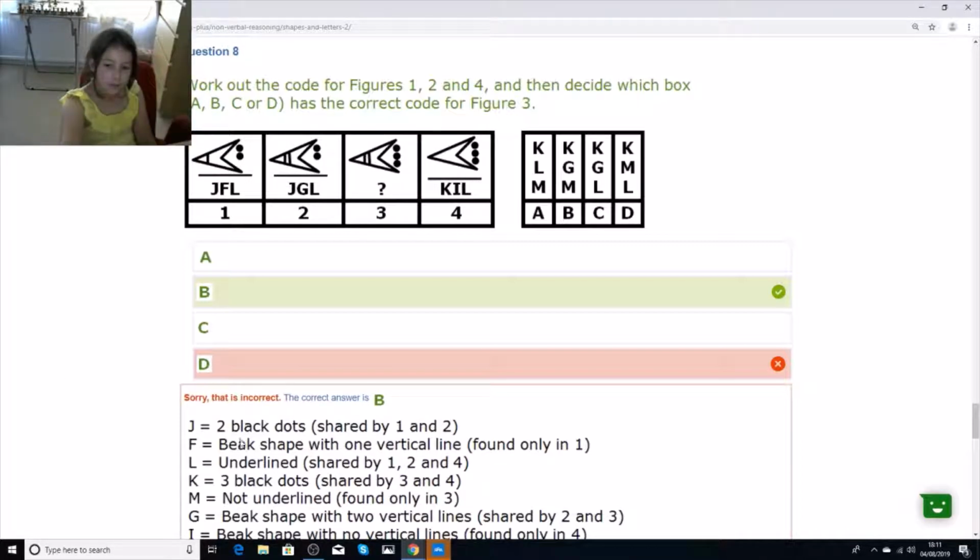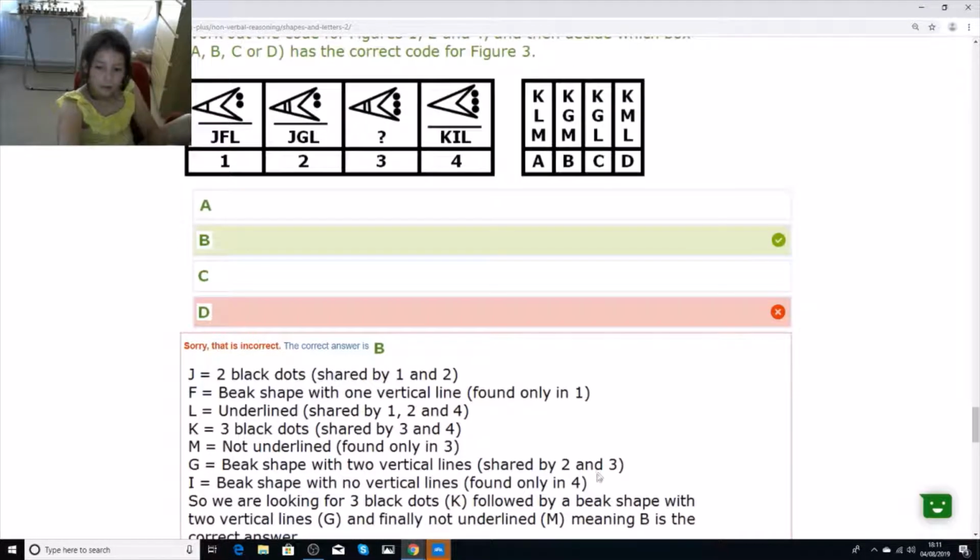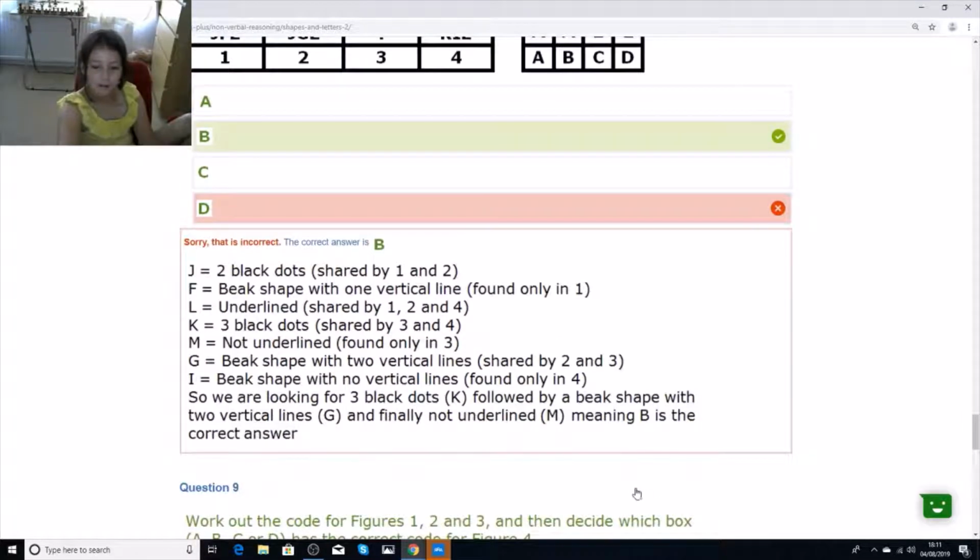So L equals underline, shared by 1, 2, and 4. K equals 3 black dots, shared by 3 and 4. M equals not underlined, found only in 3. G equals beak shape with 2 vertical lines, shared by 2 and 3. I equals beak shape with no vertical lines, found only in 4. So we are looking for 3 black dots, K, followed by a beak shape with 2 vertical lines, G, and finally, not underlined, M, meaning B is the correct answer.